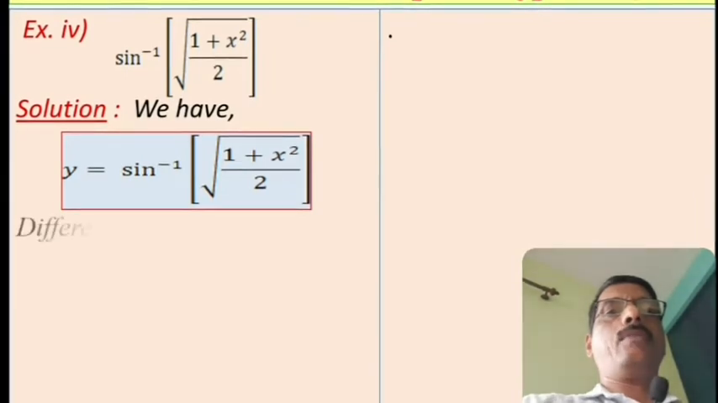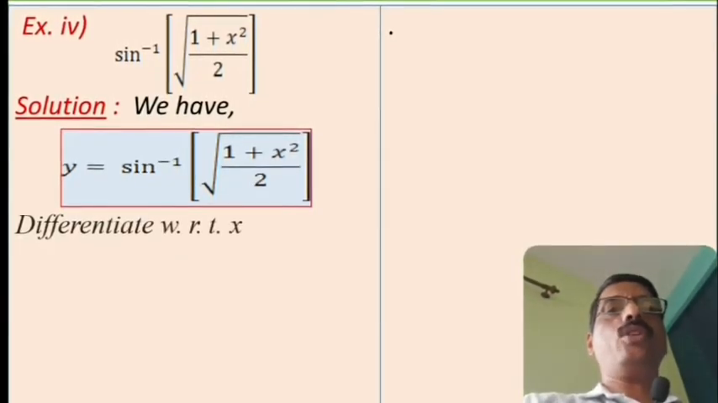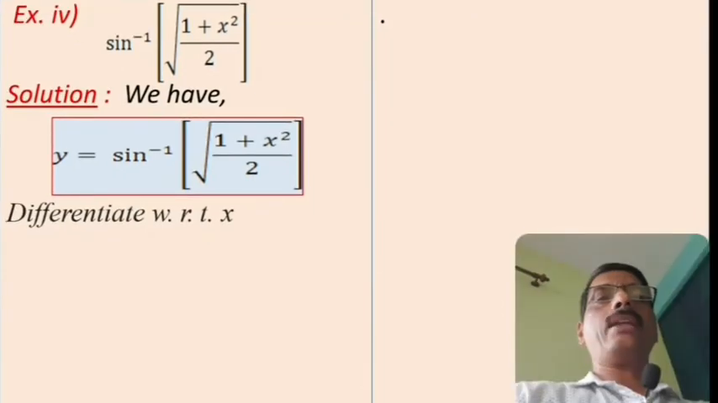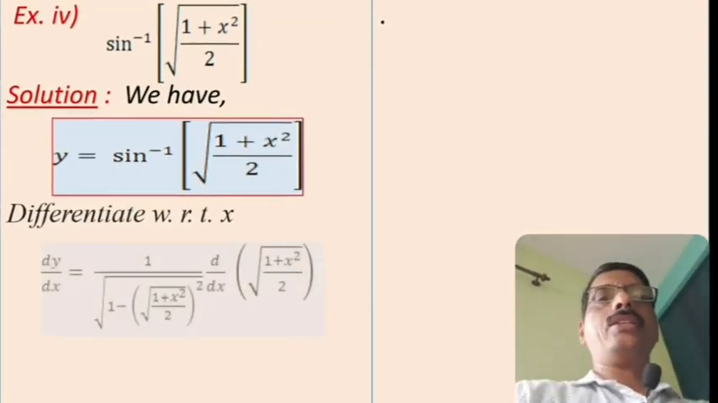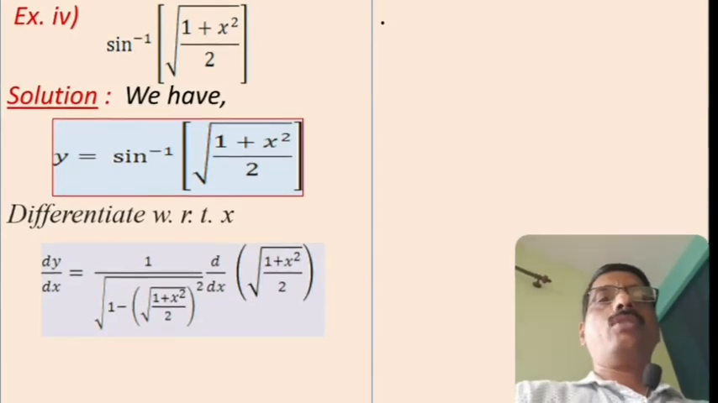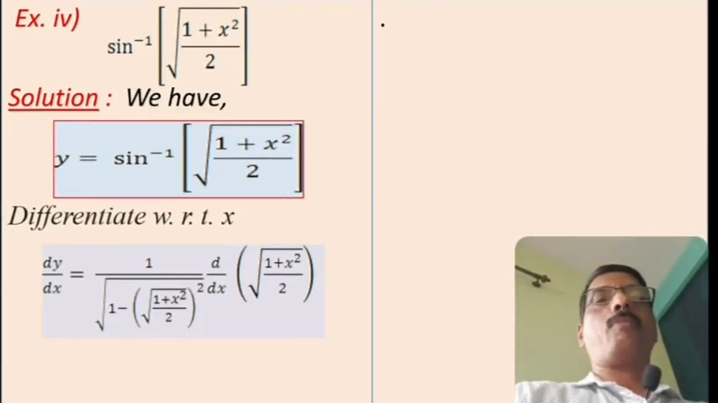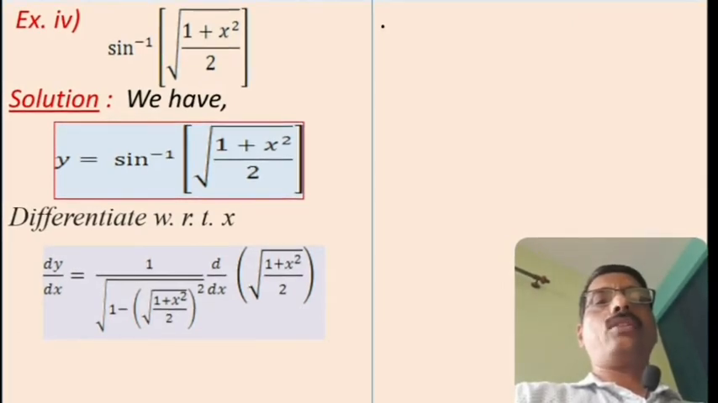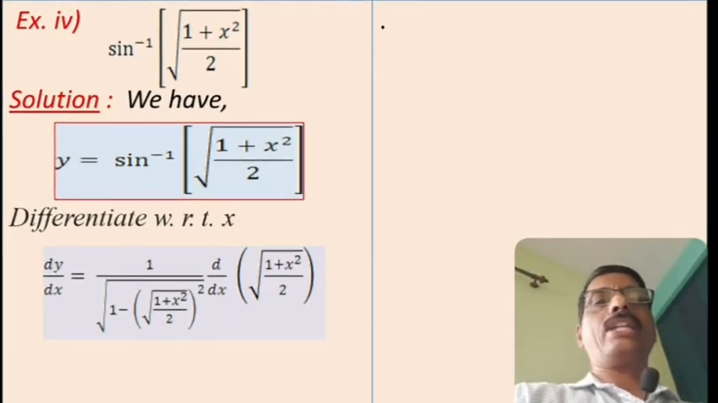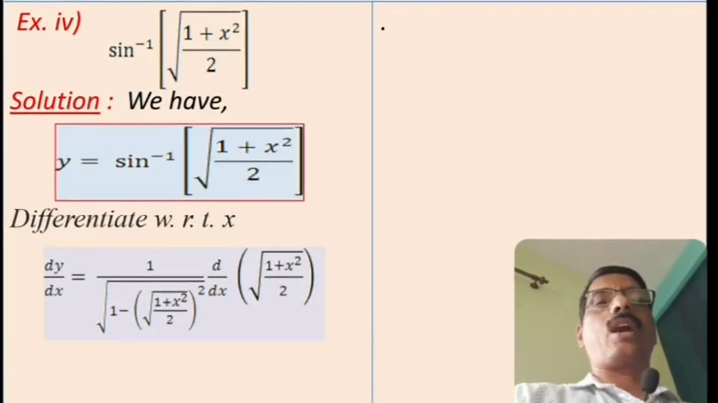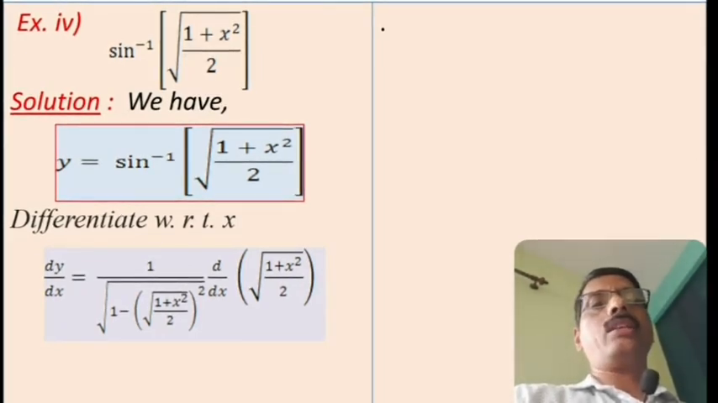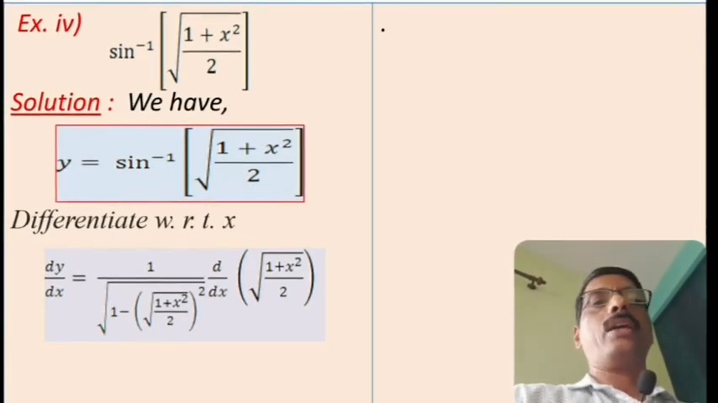Now we have to take the differentiation with respect to x. We know that the formula of sin inverse of f of x, we have already discussed. Okay. That is dy by dx equal to 1 upon root of (1 minus (f of x) square). Here f of x is root of (1 plus x square) upon 2, and therefore that is 1 upon root of (1 minus (root of (1 plus x square) upon 2) square) into d by dx of f of x, that is root of (1 plus x square) upon 2. Okay, only applying the formula of sin inverse of f of x.